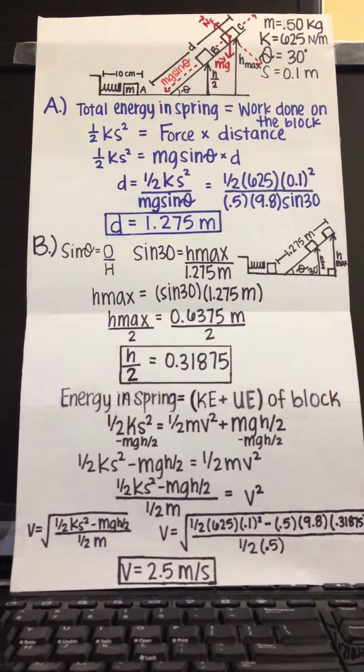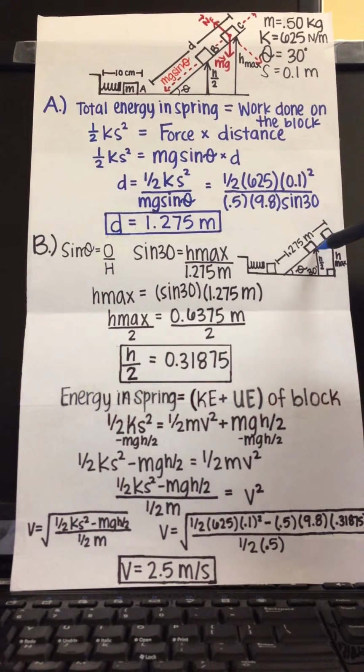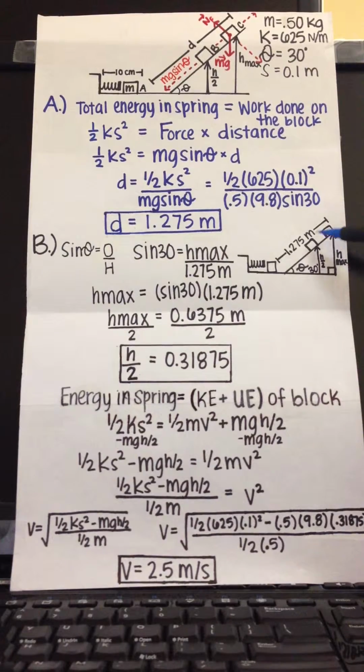And then part B, they ask you how far the block is going when it's halfway to its maximum height. So I drew another little diagram over here to make it easier for me to work this one out, because now I know that the distance is 1.275 meters, and that's the max height. So I want to find h over 2 and how fast it's going when it hits h over 2.